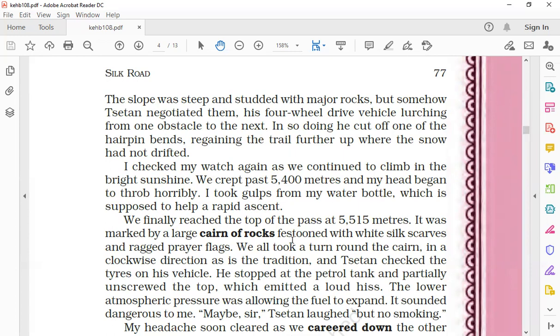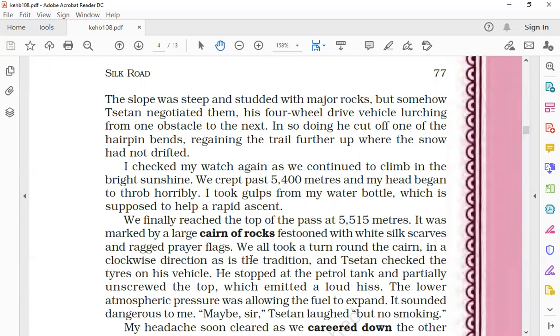We finally reached the top of the pass at 5,515 meters. It was marked by a large cairn of rocks festooned with white silk scarves and ragged prayer flags. So finally they reach the top of the pass through which they were passing, and the height is 5,515 meters. And the path was marked by a large group of rocks, there were very big rocks there, and festooned means decorated with white silk scarves and ragged prayer flags. So there was a very large pile of stone, and those were decorated with silk scarves and some dirty prayer flags. That means many pilgrims had passed from there, and therefore the path was quite decorated with such things, but those decorations had become quite old.